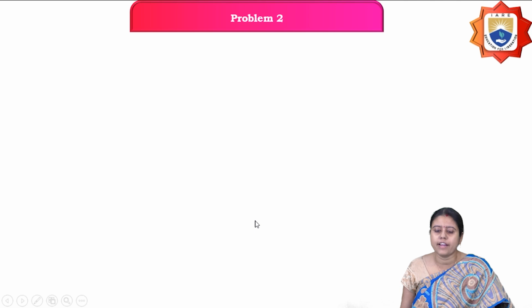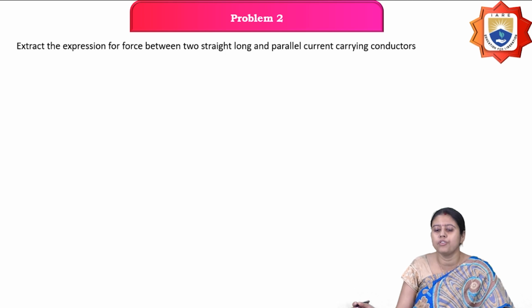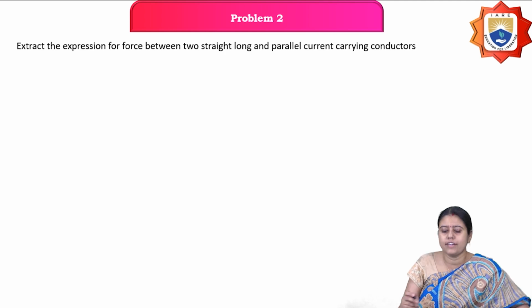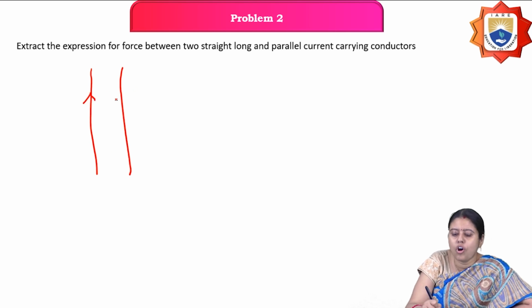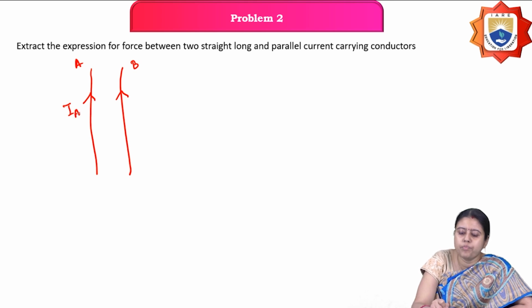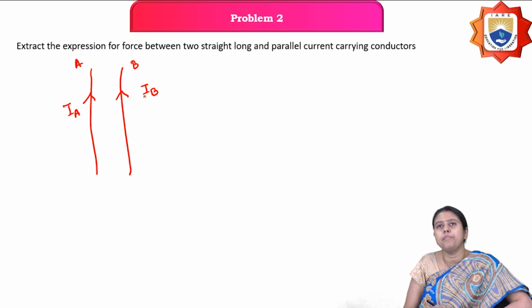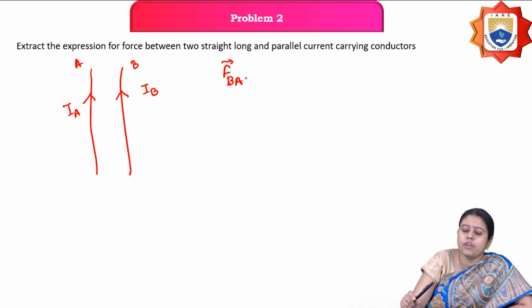Now we are moving to our second question. Extract the expression for force between two straight long parallel current carrying conductors. Already we have discussed this many times. Again, one more time, we have two long current carrying conductors A and B. IA current is flowing in A and IB current is flowing in the B conductor. We want to calculate the force on B due to A, or we can also calculate the force on A due to B. First we are doing the force on B due to A.